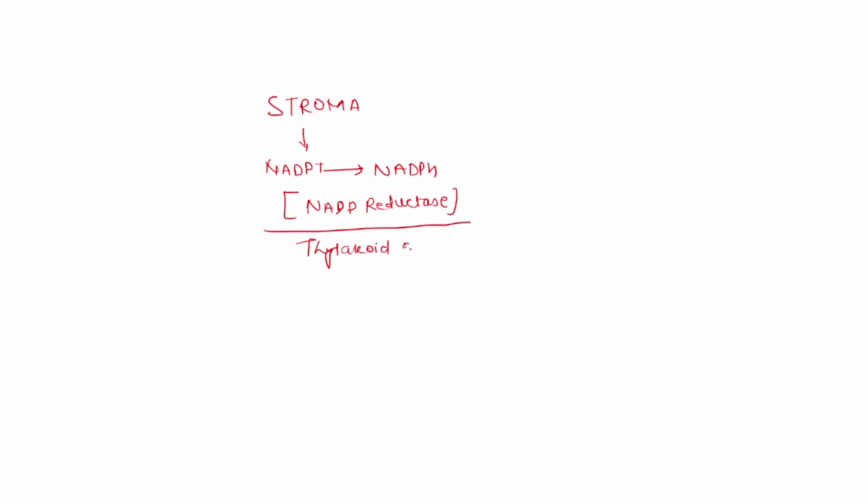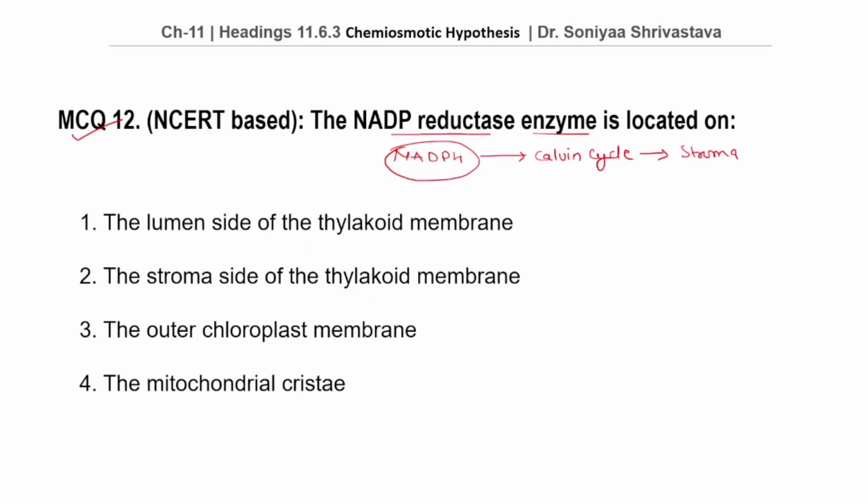Stroma, NADP+ reduced to NADPH, NADP reductase, thylakoid membrane, lumen. This flow diagram shows that the NADP reductase enzyme is present on the stroma side. Now coming to the options.